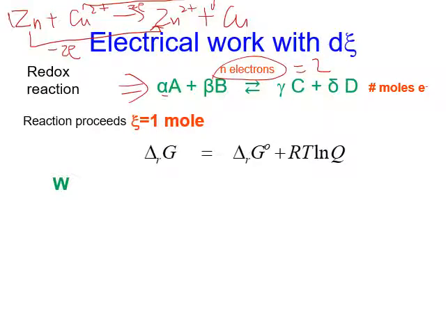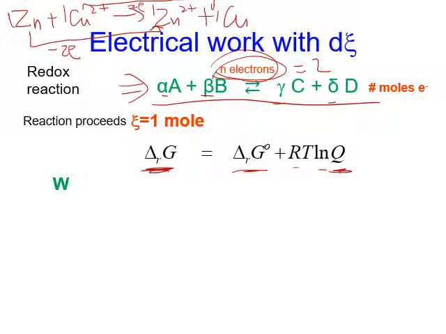These are the coefficients. Beta is 1. Gamma is 1. Delta is 1. All right, so here this is the general reaction equation, and you have n moles of electrons. In this chapter we learned that at any instant the reaction Gibbs energy is calculated by the standard state reaction Gibbs energy plus RT ln Q.